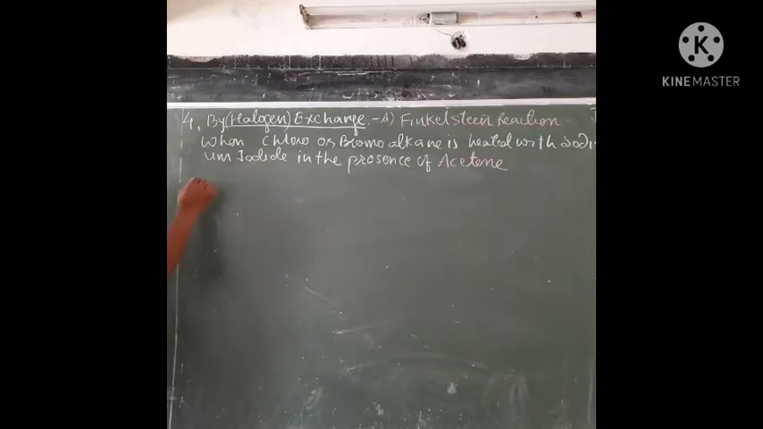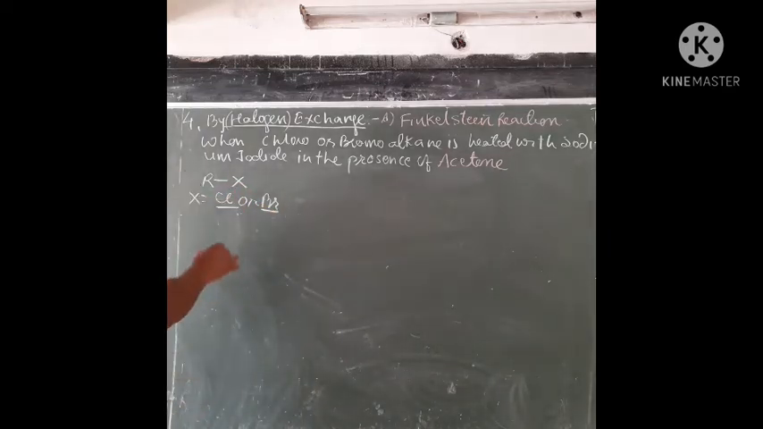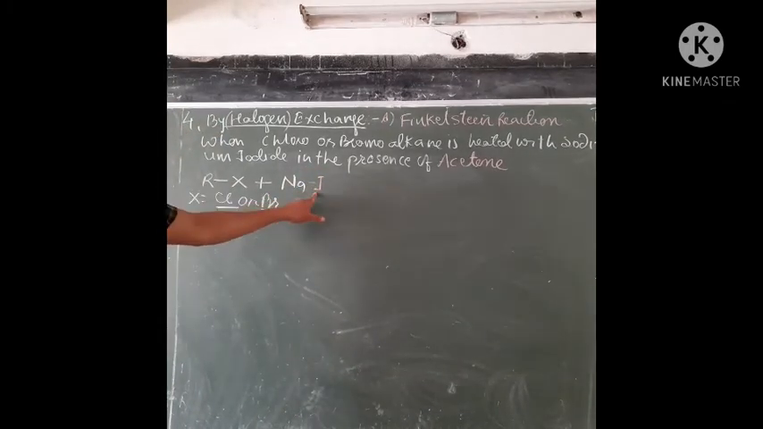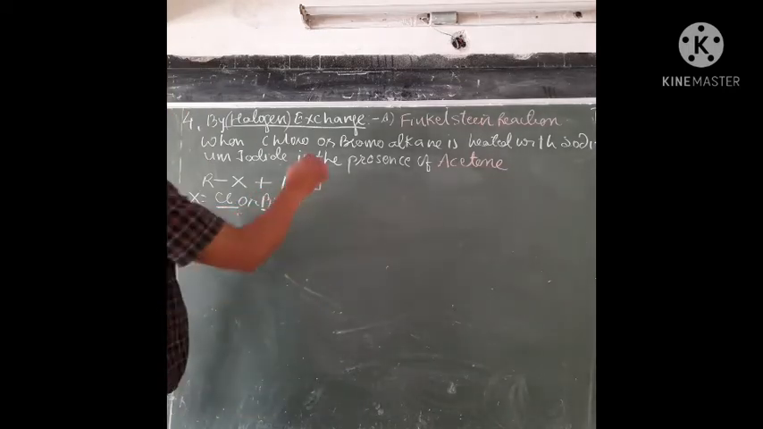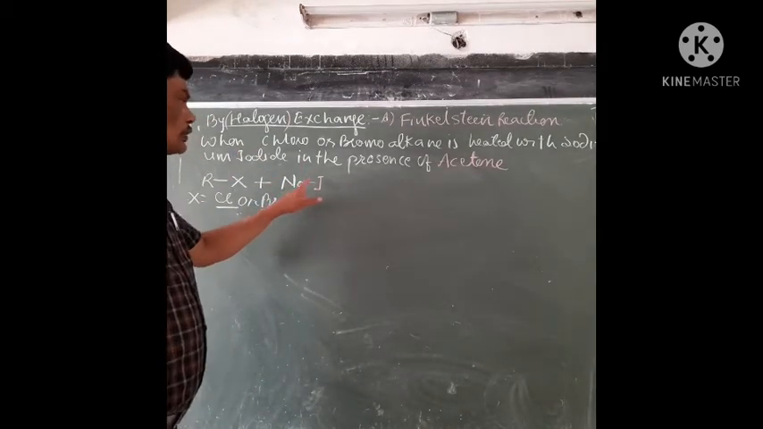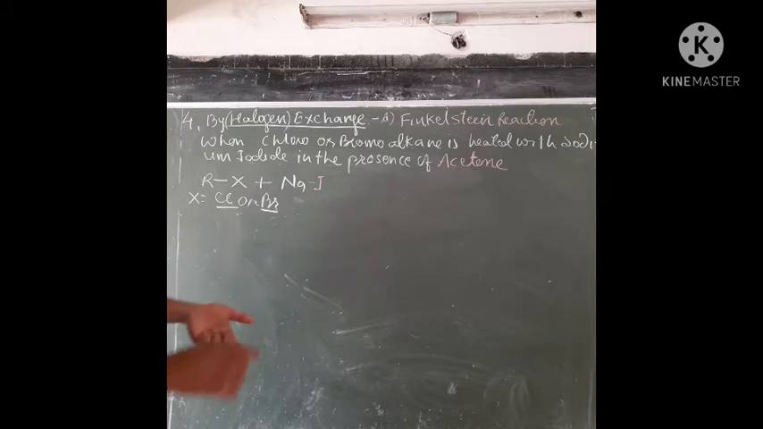Look at this student. RX. Here X should be Cl or what? Br. That is the smaller halogen. When heated with NaI, now Na and what? I. Sodium iodide. You know that iodine is bigger in size, sodium is smaller in size. That means what? The bond length is very high, bond dissociation energy is very low. So I should be the better leaving group here.